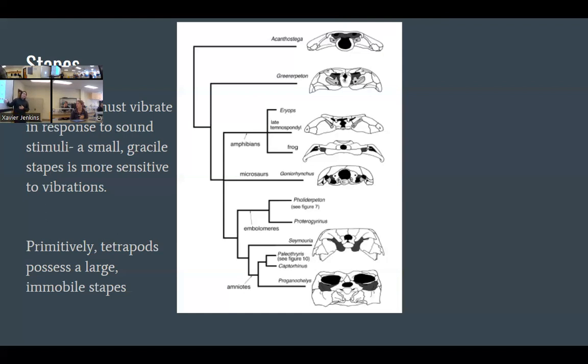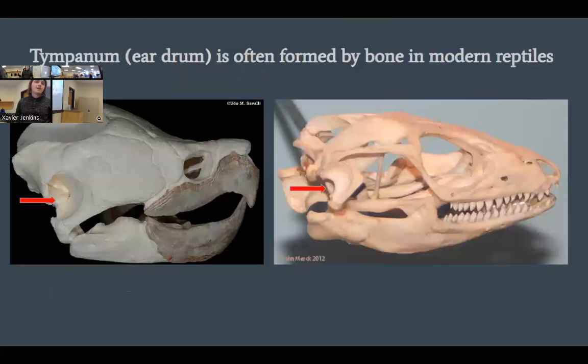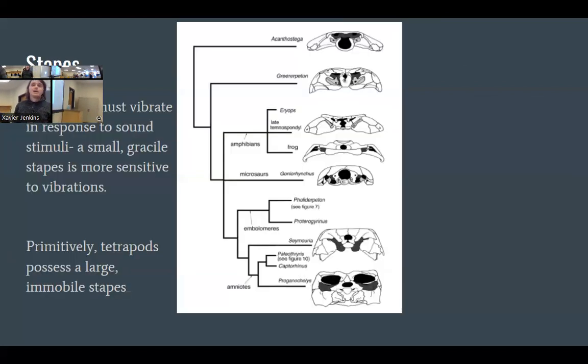But at some point in amniote evolution, the stapes gets smaller and smaller. The stapes in your ear is smaller than a fingernail. But the freeing of the stapes from the side of the skull is a major point in the evolution of tetrapod hearing. But the crux of it: fat stapes, you're not hearing well. Small light stapes, you're hearing well. So not only do we have the tympanum that we can look at, we also have the stapes.